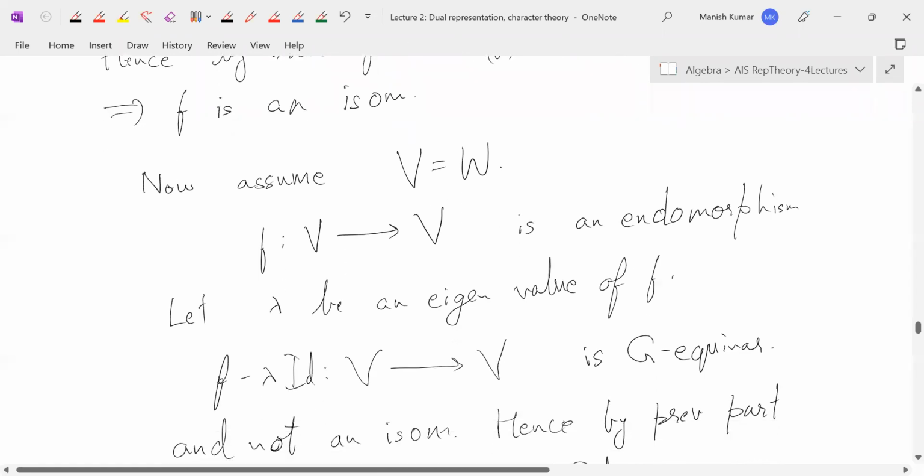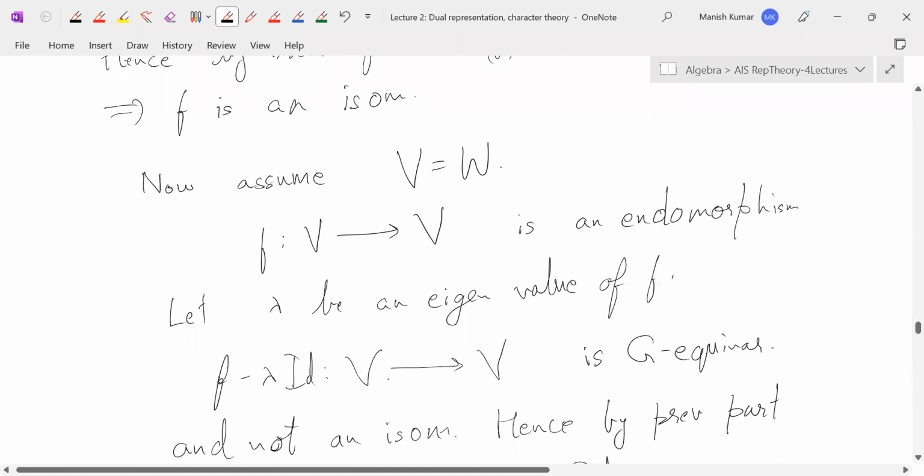Then what happens to F minus lambda I, lambda times identity? It's a map from V to V. F is G equivariant. Identity is G equivariant; identity does nothing. And lambda is just a scalar, so that is also a G equivariant map. So the difference is a G equivariant map. F minus lambda times identity is a G equivariant map from V to V, and V is irreducible.